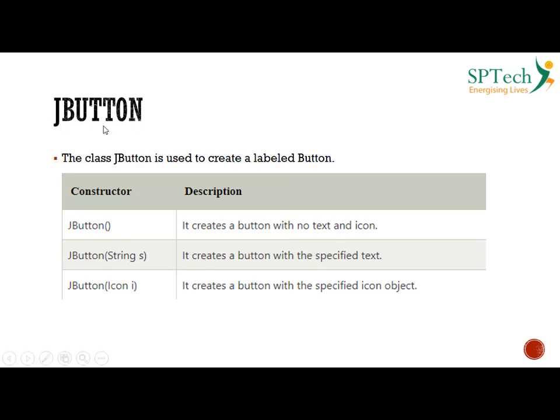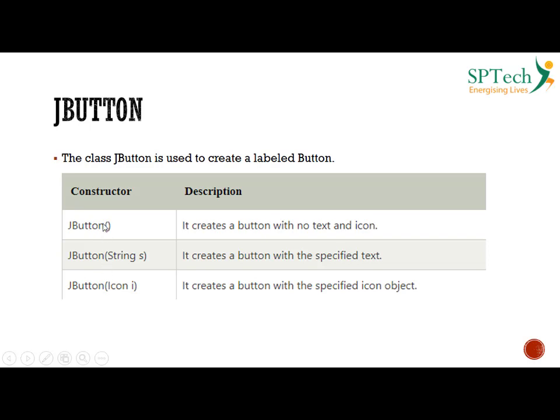So now next we shall see one more component which is very widely used in designing a GUI interface, called a JButton. In order to create a JButton you have to make use of the class called JButton. Now this JButton also comes with constructors. There are the three constructors which I have shown here.